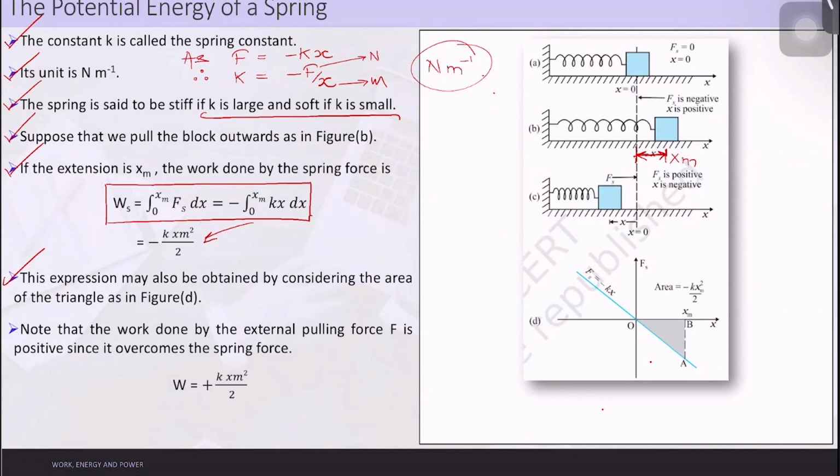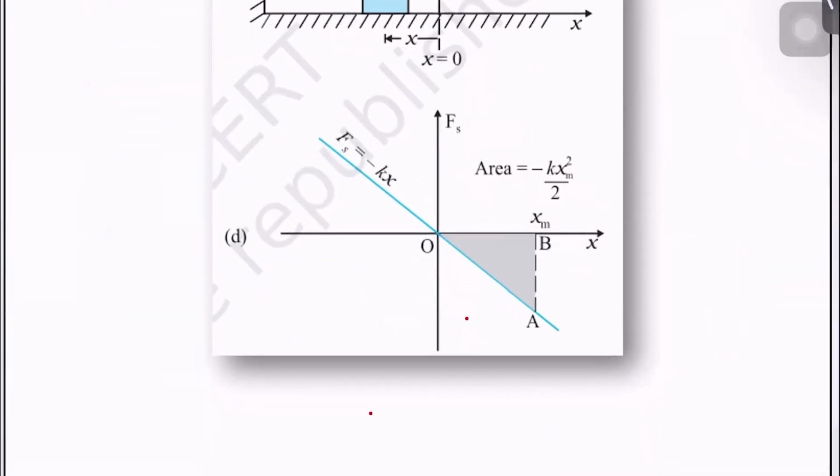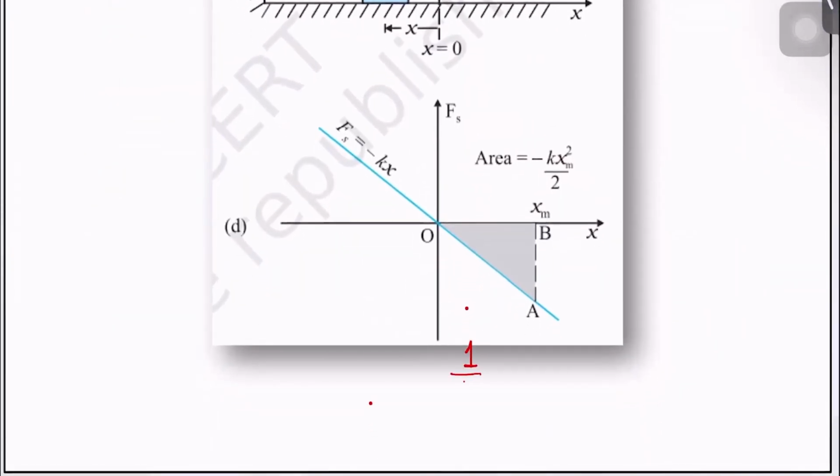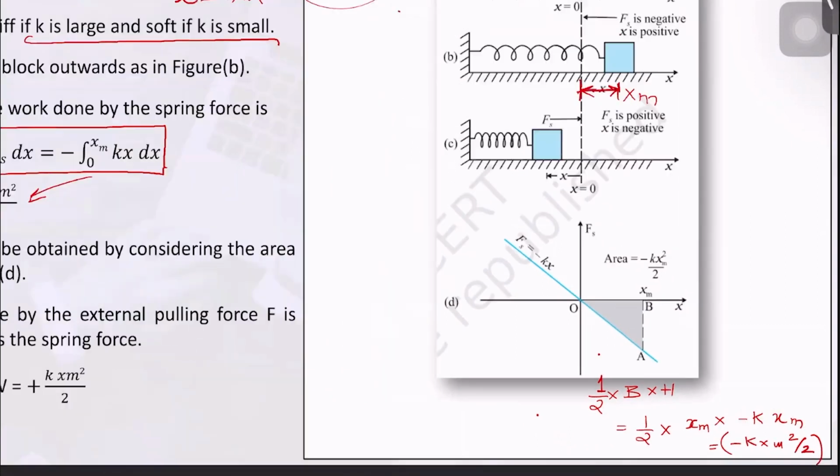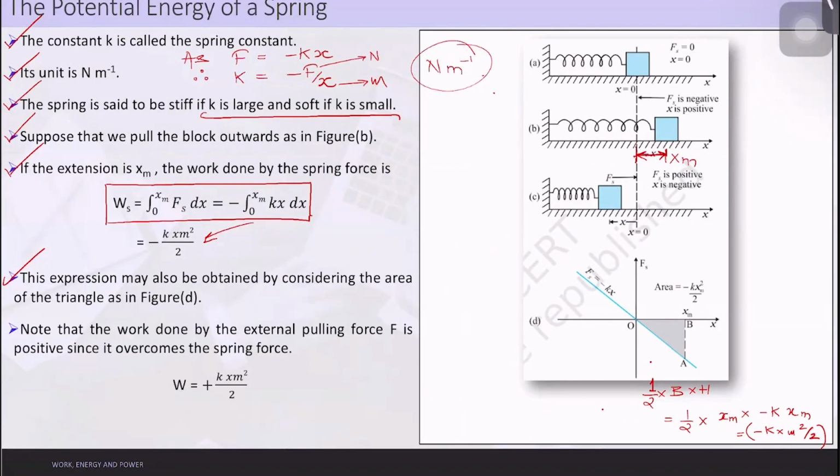What is the area of the triangle here? This area is equal to half into base into height. What is the base here? The base is xm. What is the height here? The height is minus k into xm. So the area is minus k xm square by 2. I hope it is clear how we got this value as minus k xm square by 2.